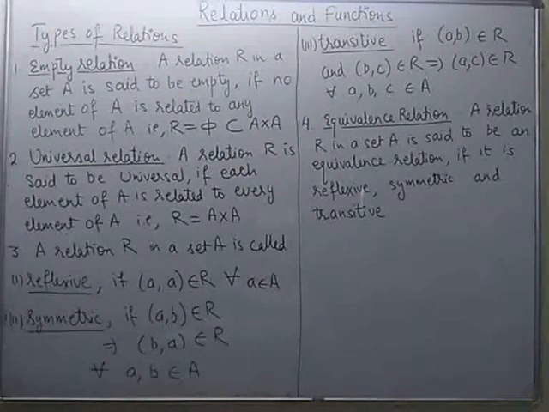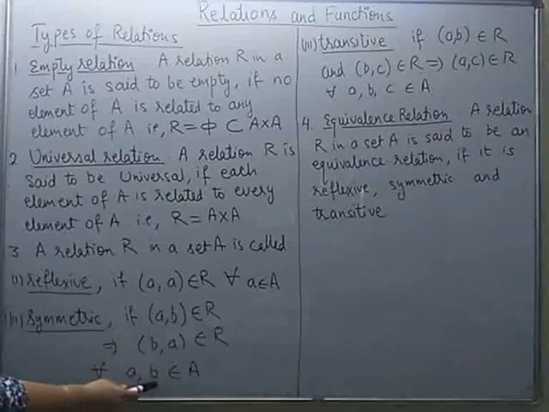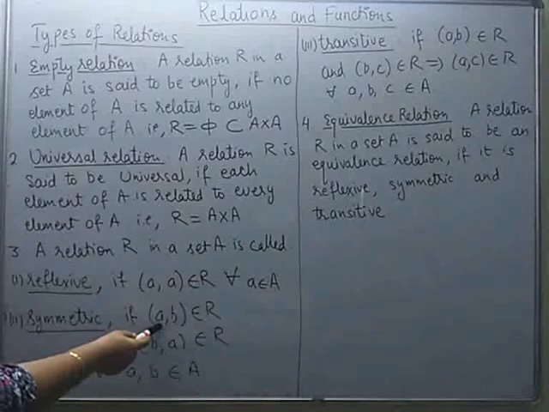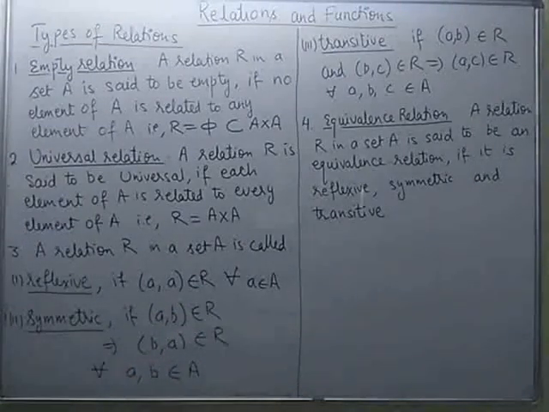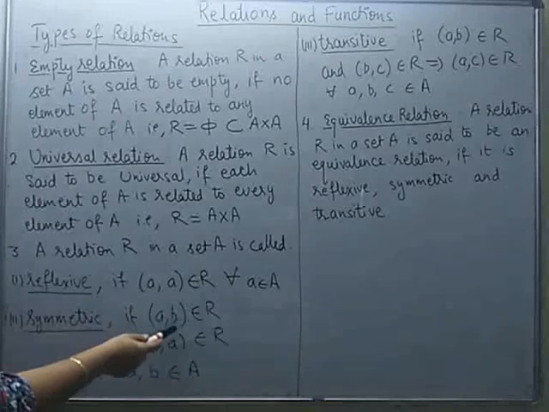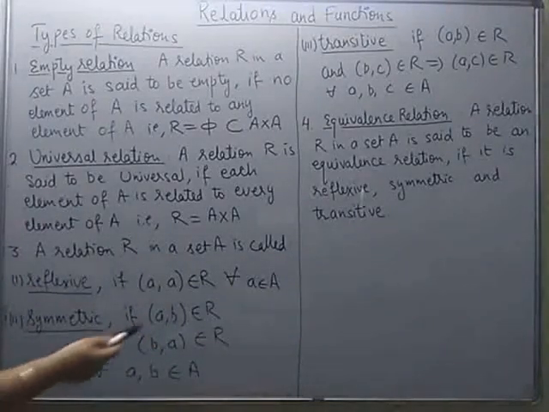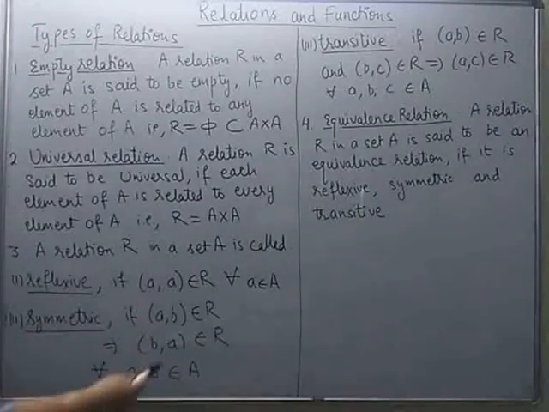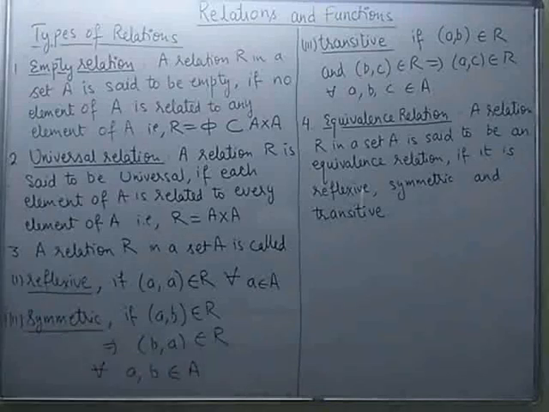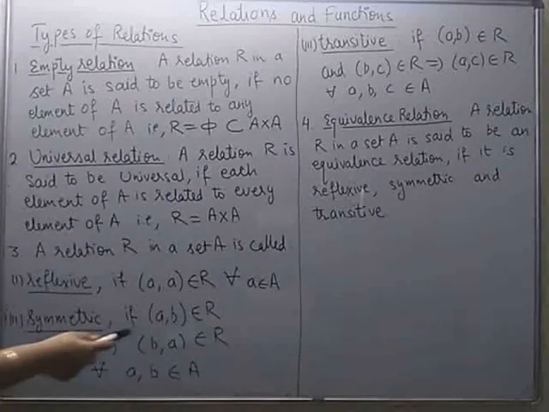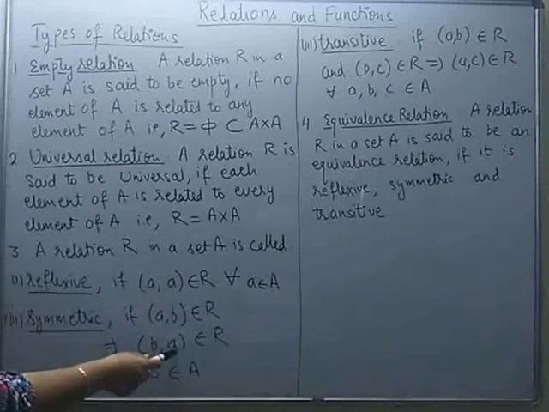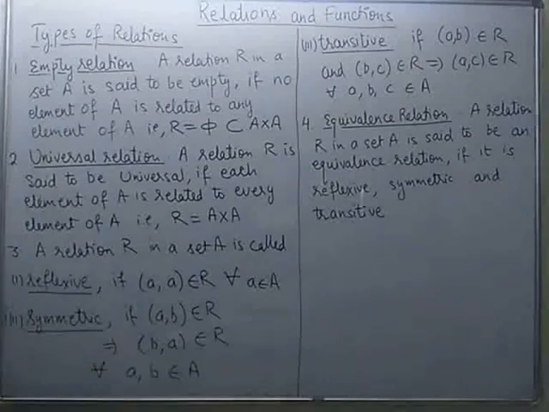For a relation to be symmetric, the condition is: if you take any two elements from the given set A, and you know that A satisfies the relation with B, whatever relation is defined, and this implies that B also satisfies the given relation with A, then the relation will become symmetric. So we know A satisfies the relation with B, but we have to check whether B is also satisfying the given relation with A or not. If yes, then the relation is symmetric.